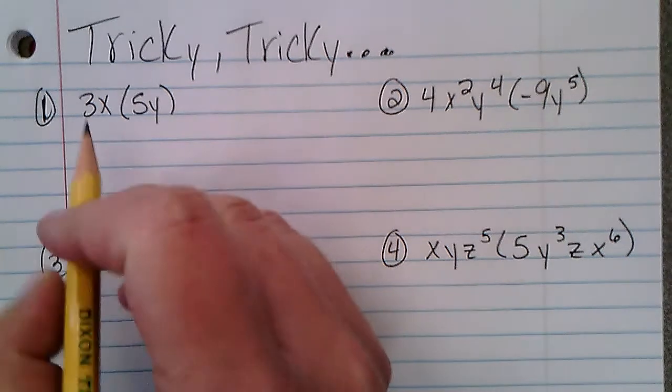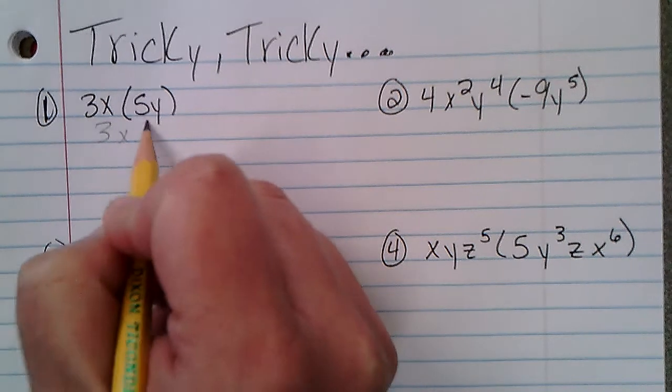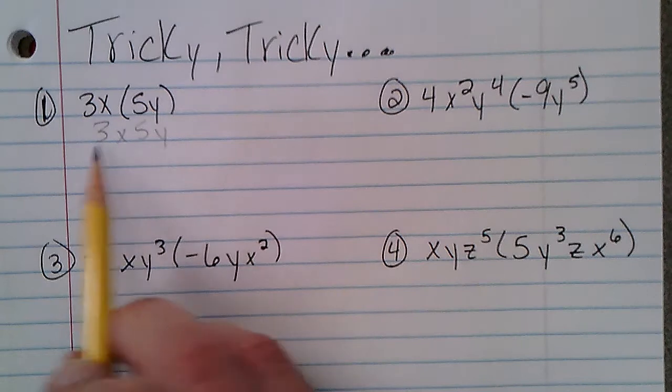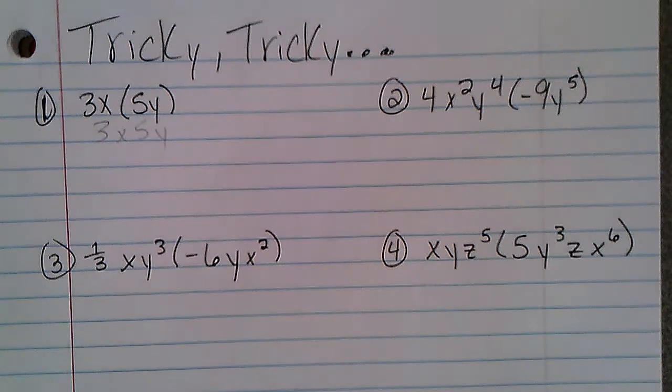So here's the mistake that happens here. People will write 3x, 5y. We can't do that, because that looks like two terms, which we know needs to be one final term.